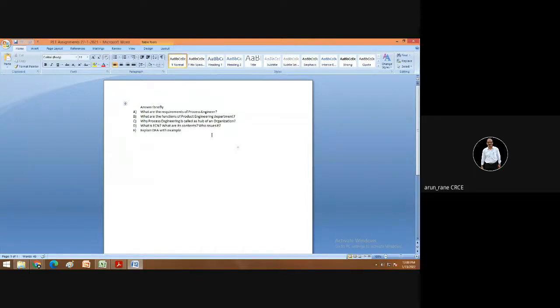Means ECN contains what? What is the matter? It's like a template, isn't it? Then who issues it? That is, who gives it. And explain DFA, that is design for assembly, with example. In design for assembly, there are some points. I will tell you that.